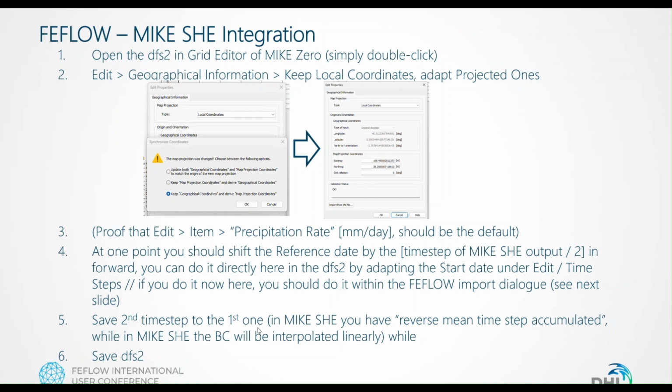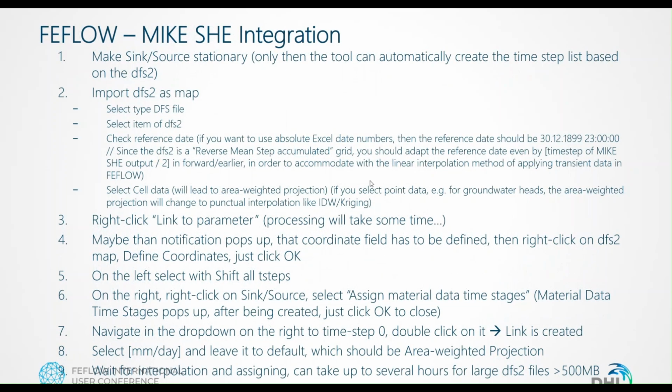Yeah, the first time step in MIKE SHE is by default always 0. If you want to already have values here, you should copy the second time step to the first one and save the DFS2. Here are the steps I just described.